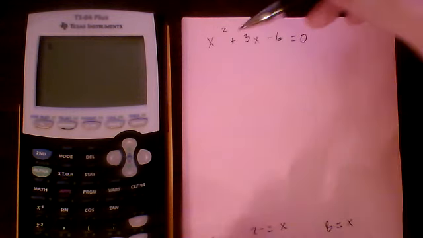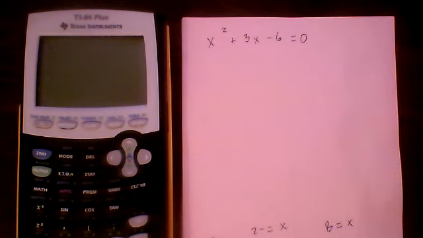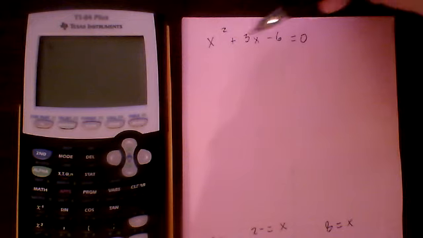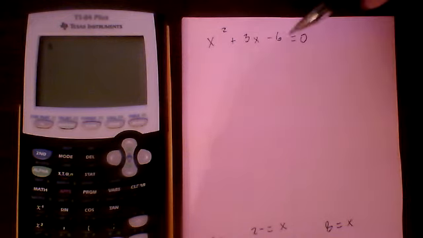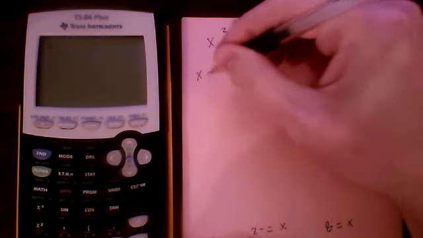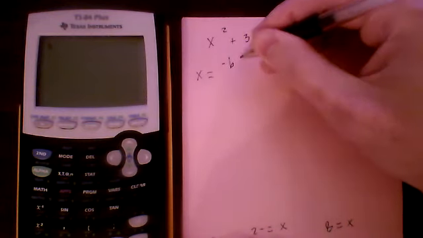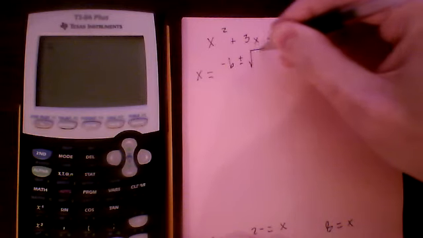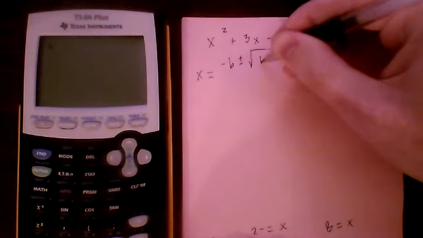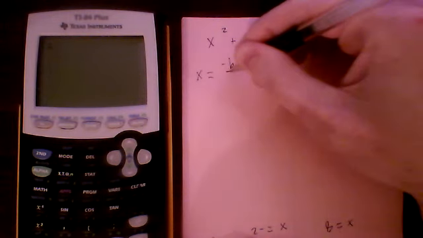Okay, so let's talk about how to do that. So the first step is just like the first step in the last one. We want to get it into standard form. We do have that. All of our terms are on the left side, and we have descending order. Okay, so the next step is to plug our values into the quadratic formula. It looks like this: x equals minus b plus or minus square root b squared minus 4ac all over 2a.